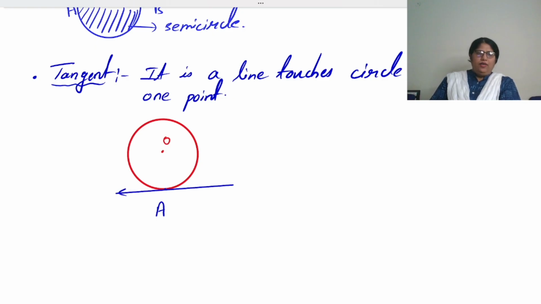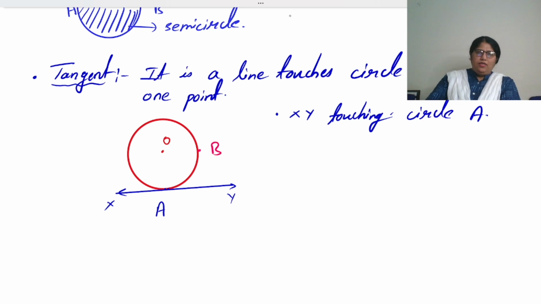If I write down here, this is a line XY touching the circle at A, right? So here we can write down XY touching circle at A. Similarly, if you take any other point, here if I take it as B, how can the tangent be drawn? You should know the condition: the tangent should touch the circle at one point only, right?